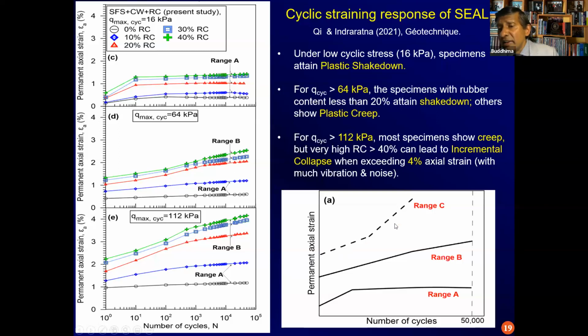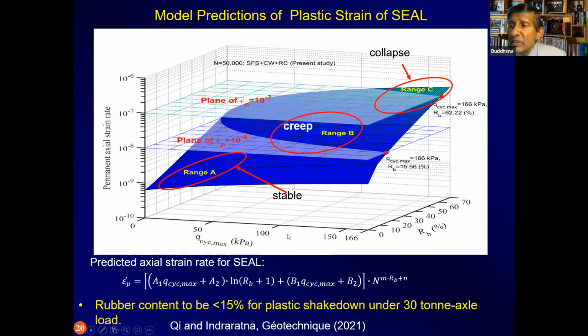So ideally in a railway track, you need to be between range A and range B in order to keep the track stable. The three most important conditions are plastic shakedown, plastic creep, and incremental collapse. And we have to avoid range B to range C if you are working in a railway track using these waste materials.